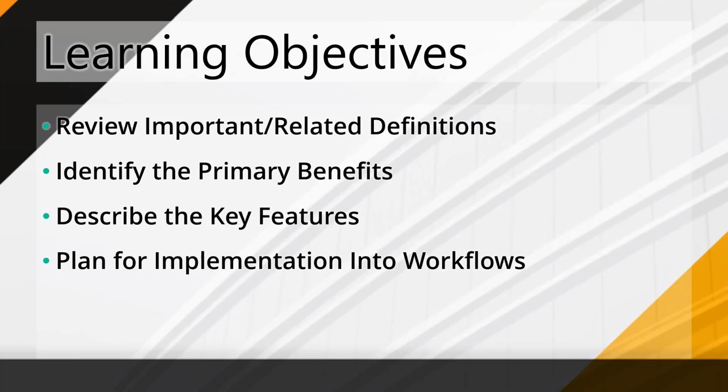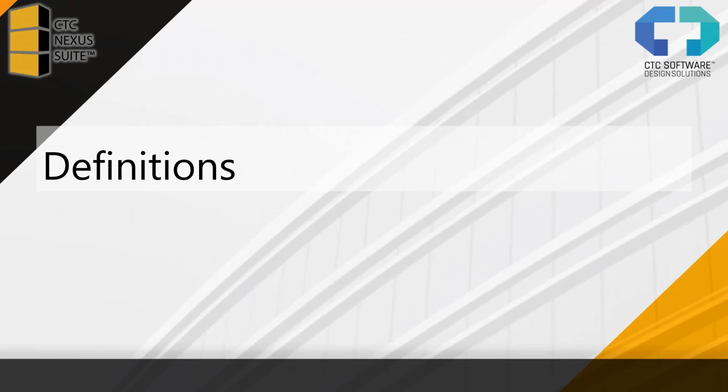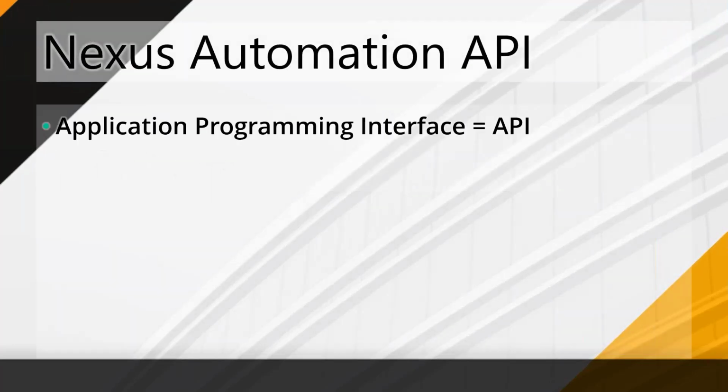So here, we're going to review some really important and related definitions that relate directly to this whole concept. We're going to talk about some of the benefits, some of the key features, and we're also going to help you plan for some implementation into your workflows. First things first, let's talk some general definitions, because I'm going to be throwing around a lot of three-letter acronyms, or TLAs, today, and I want to make sure you know what they mean as I'm using them. So the first one is Application Programming Interface.